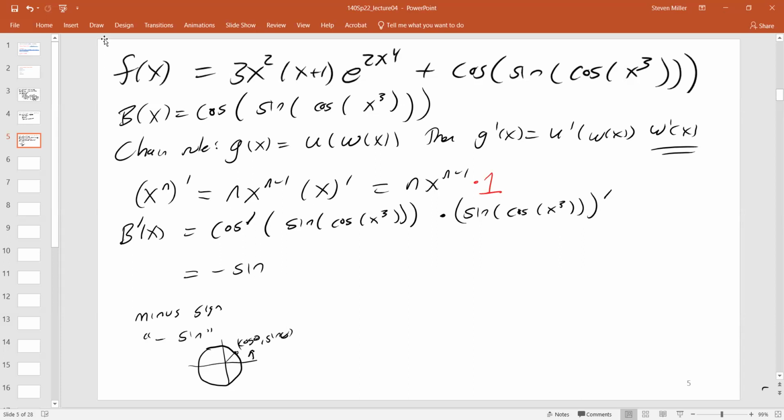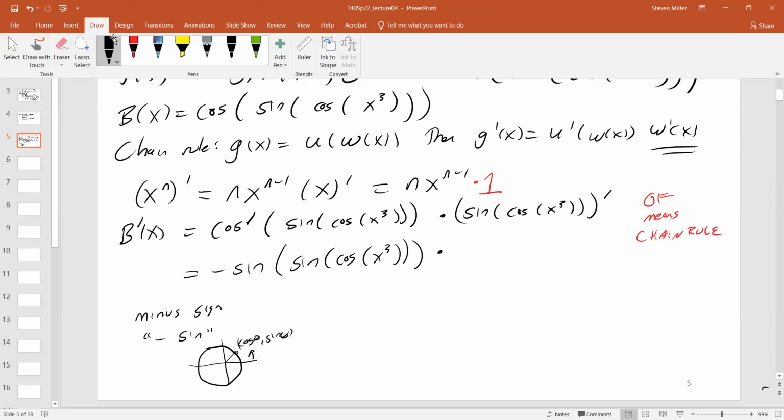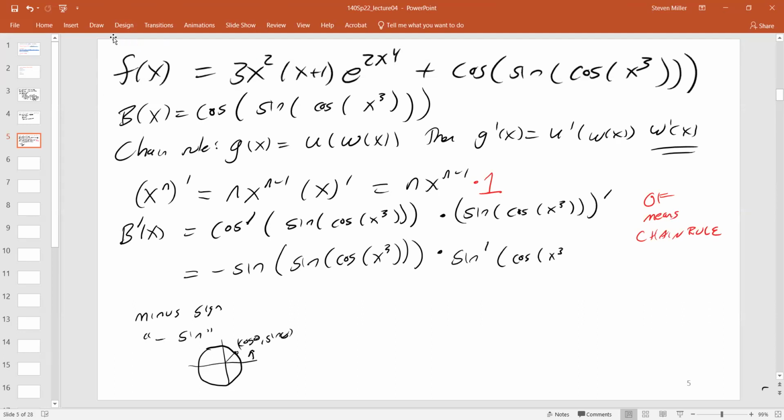All right, so I know it's going to be minus sine of cosine of x cubed. Now I have to take the derivative of sine of cosine of x cubed. What rule do I use? Chain rule. And so "of" means chain rule. Whenever you hear "of", you should be thinking chain rule. So it's going to be sine prime at cosine of x cubed times cosine of x cubed prime. Okay, so it's negative sine of cosine of x cubed.